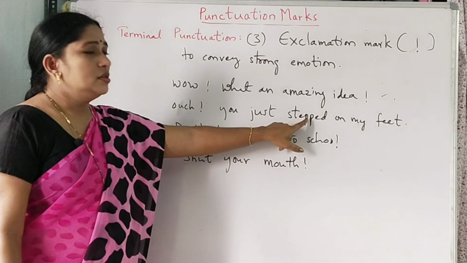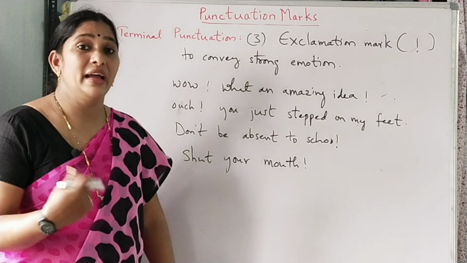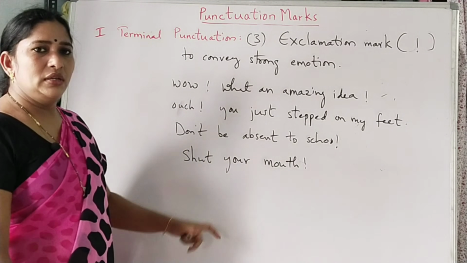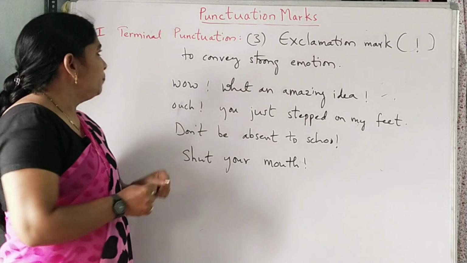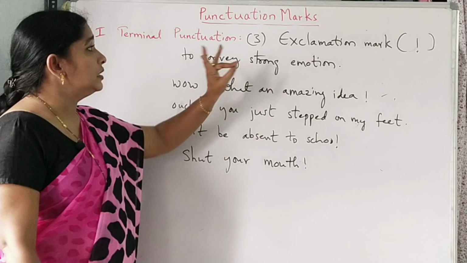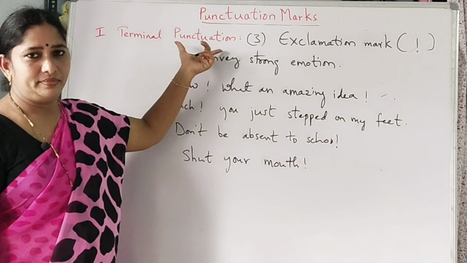Amazement, pain, when we get pain here, and this one is when we give a strict command to the people, and this one is when we get anger. In these situations we use the exclamation mark. Got it, I think so. These three: first one full stop, second one question mark, and the third one exclamation mark. These three come under terminal punctuation.